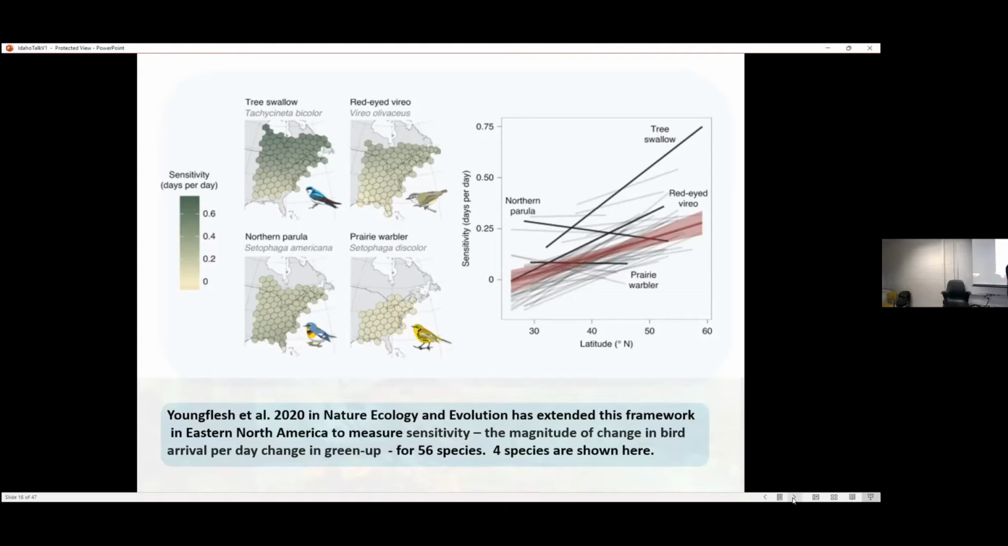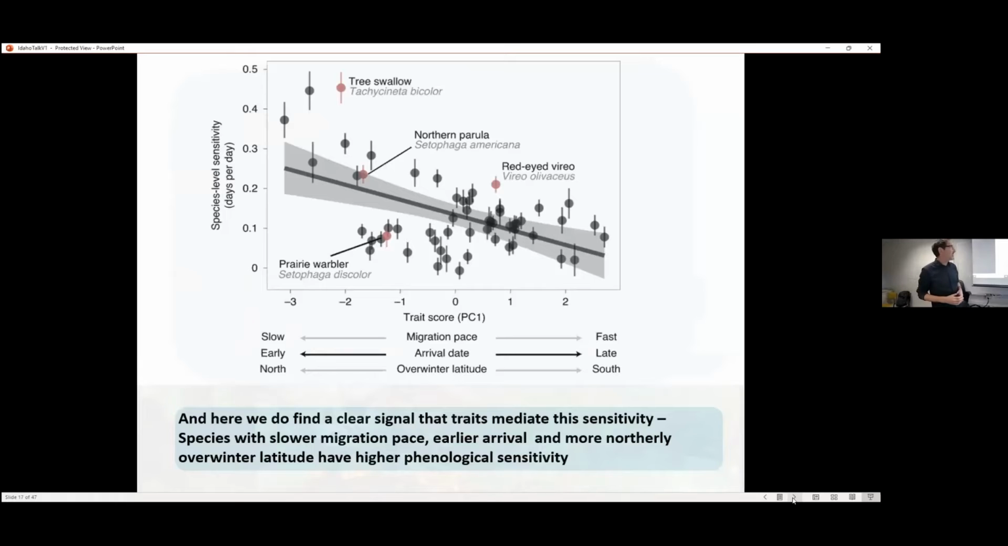But what we're able to do is to aggregate these data and then look at traits and explain these patterns. What's really exciting is that there's one set of coordinated traits that picks up the signal of this differential in sensitivity. And it's no surprise to me. What we're looking at here are all 56 of these species across Eastern North America. We're looking at sensitivity at the species level. And you can see the sort of negative slope here for the pattern. And this negative slope is related to this trait score on the x-axis.